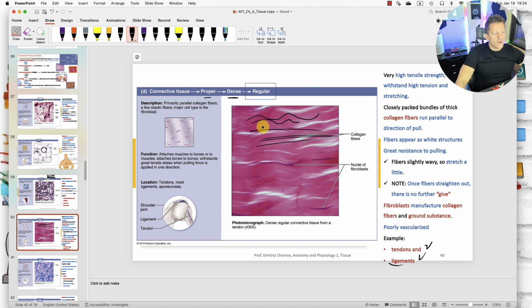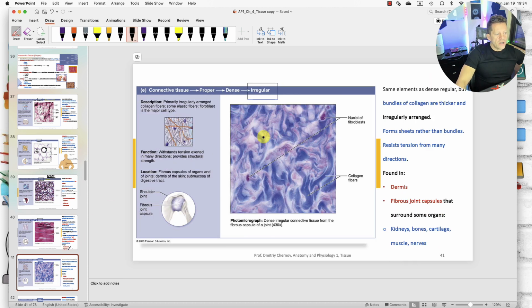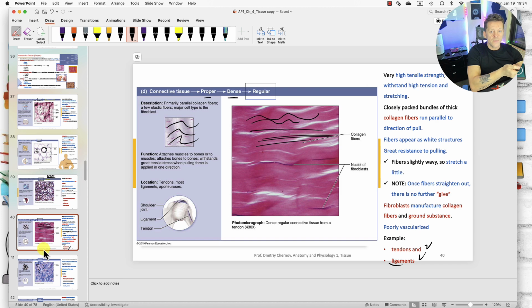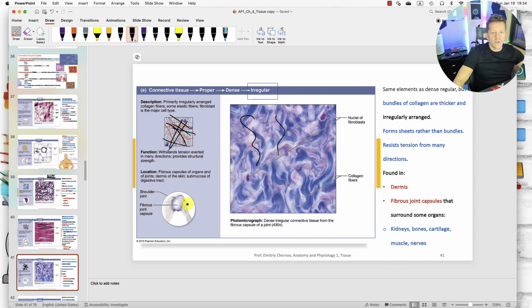So these are the regular connective tissue, and here is irregular connective tissue. Here it's hard to see, but you see the fibers running in different directions. Here, regular connective tissue fibers run in one direction. So basically with a tendon, when the muscle is connected to the bone and there is a pull, you're only pulling in one direction. With irregular connective tissue, let's say the shoulder joint, it's not necessarily with the bone, but you can find it within the kidneys and within the muscles and the nerves, because that particular organ would be pulled in different directions.